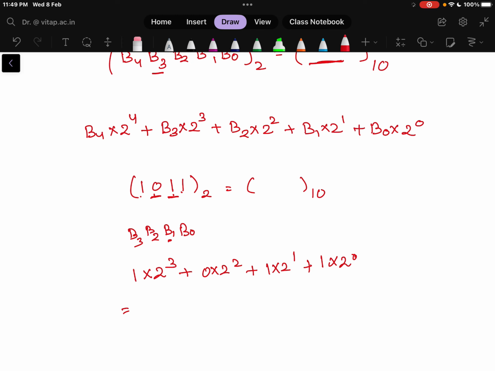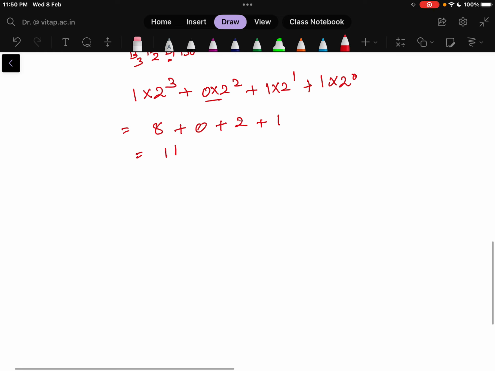Now, 2 to the power 3 is 8, plus this one will be 0, plus 2 to the power 1 into 1, that is 2, plus 2 to the power 0 is 1 into 1, that value is 1. So, that equals 8 plus 2 plus 1, which is 11. The answer for this one is 11 base 10, right. So, the decimal equivalent of binary 1011 is 11.